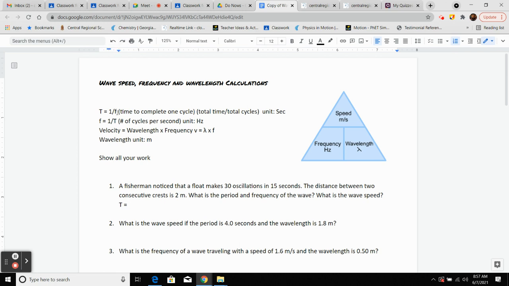Okay, so period, capital T. The time it takes to complete one cycle, or the total time divided by the total cycles. Well, what was our total time? 15. And what was our number of cycles that we made? 30. So 15 divided by 30, guys, is going to give us 0.5 seconds. And this is what we would type in right now.